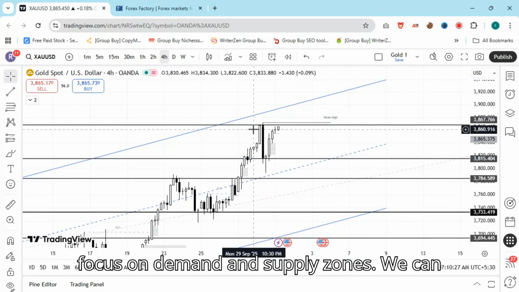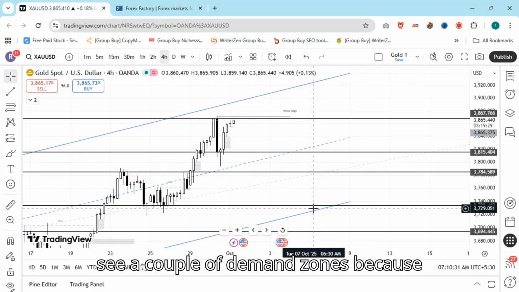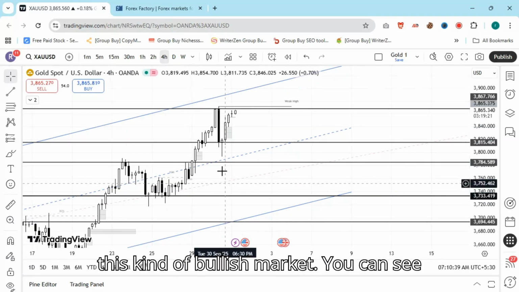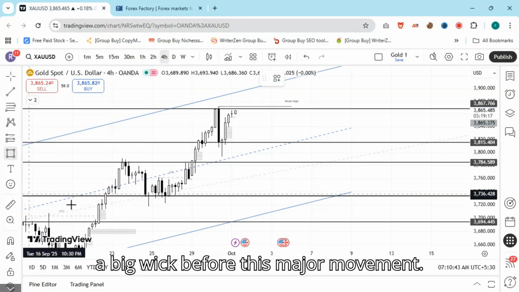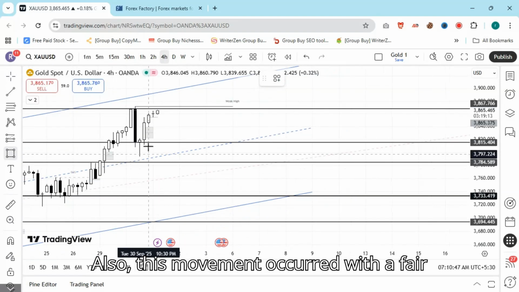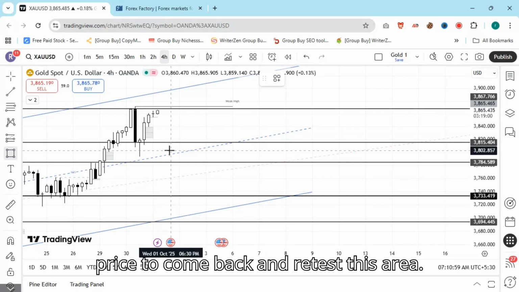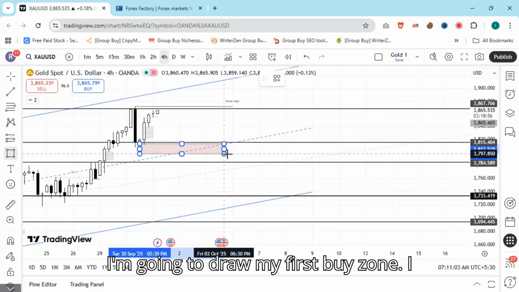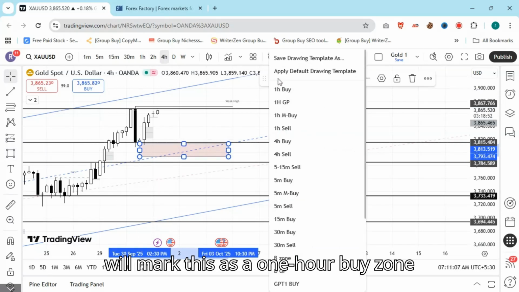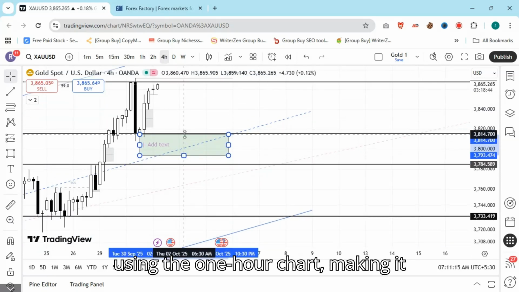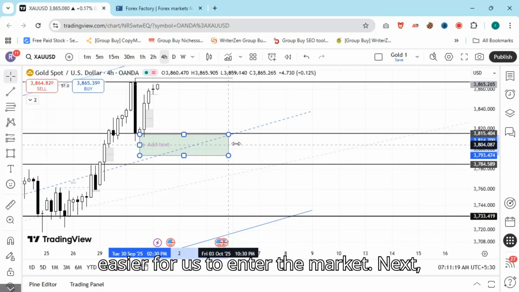Now, I'm going to focus on demand and supply zones. We can see a couple of demand zones because these buying zones are very important in this kind of bullish market. You can see a big wick before this major movement. Also, this movement occurred with a fair value gap. Therefore, we can expect the price to come back and retest this area. I'm going to draw my first buy zone. I will mark this as a 1-hour buy zone because I will later reduce the area using the 1-hour chart, making it easier for us to enter the market.